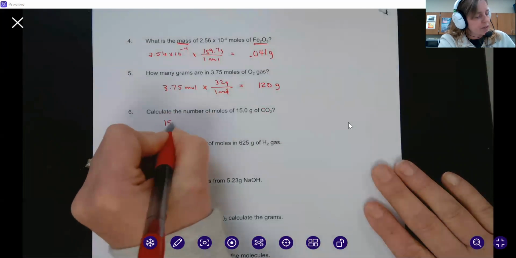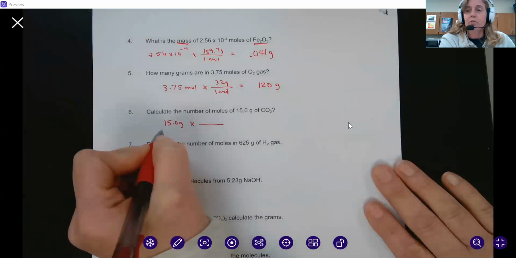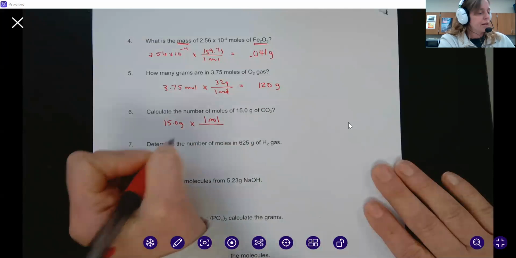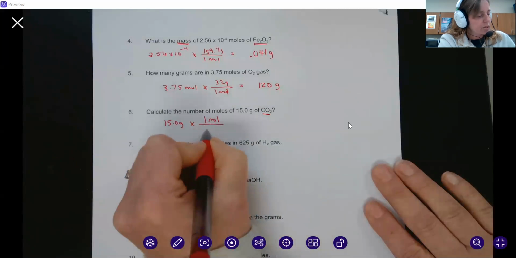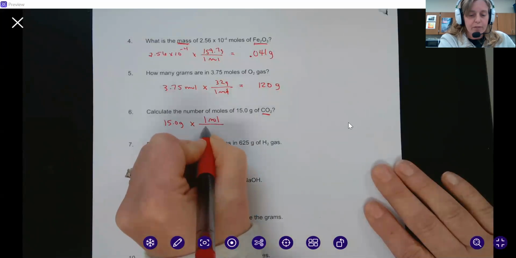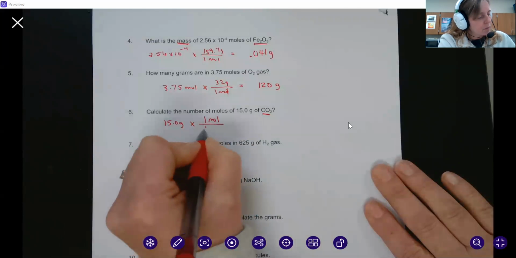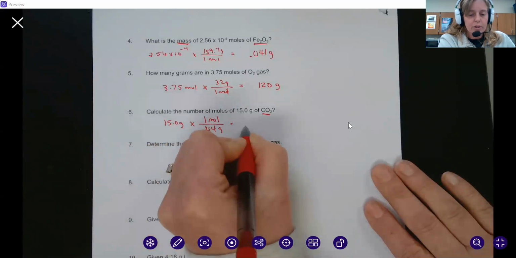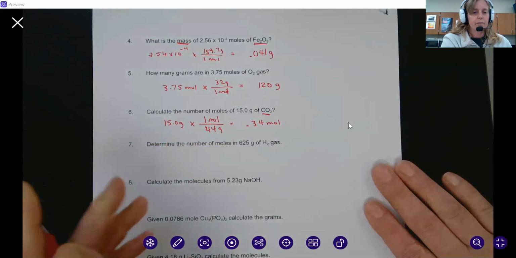Next, you're going to take 15 grams. Okay, so now we're going from grams to moles again. So we're going back to moles. So that's going to be 1 mole here, and then we're going to do the molar mass of CO2. That's going to be 44 grams there. So 15 divided by 44 is going to give you 0.34 moles of CO2.